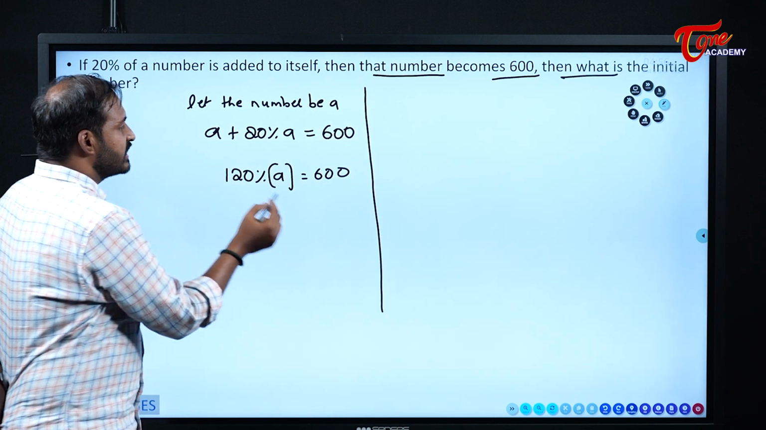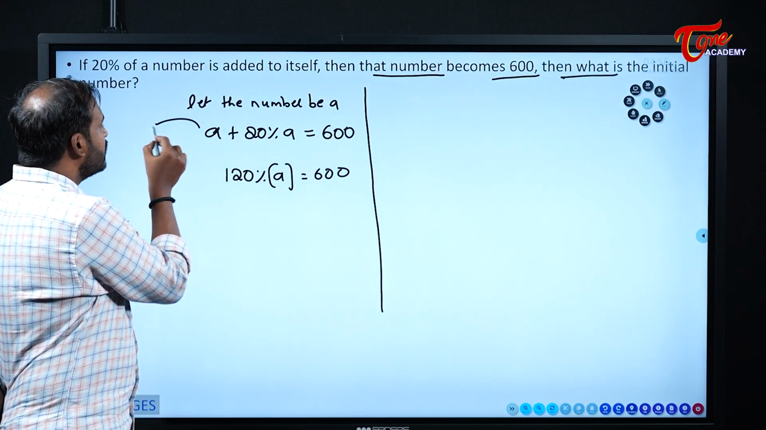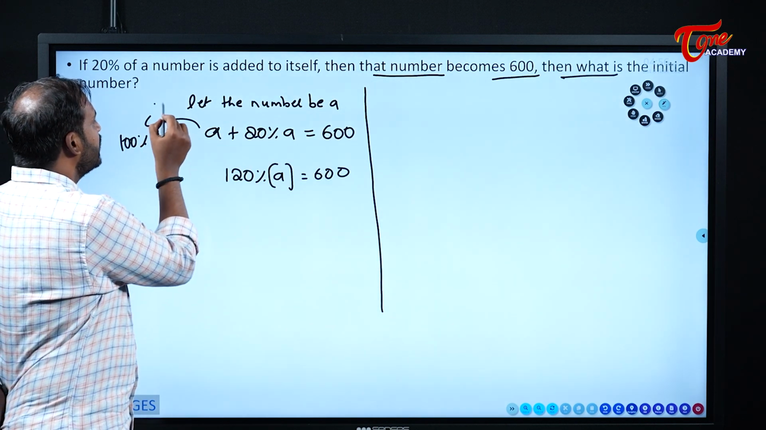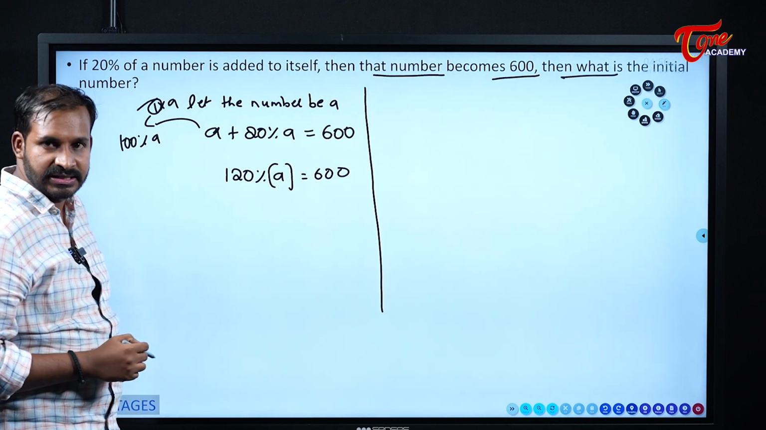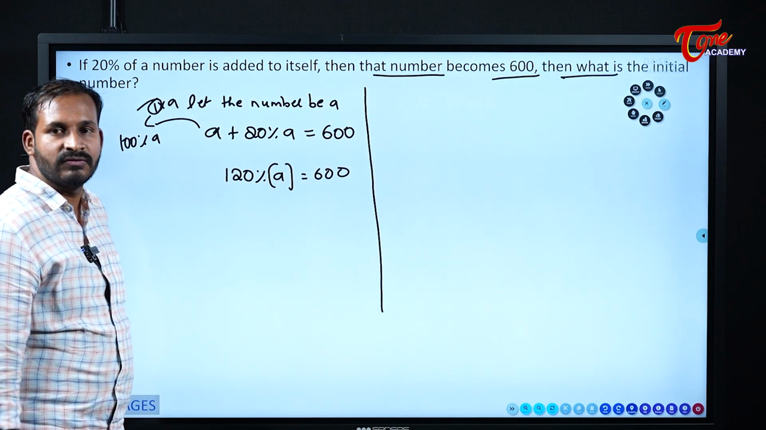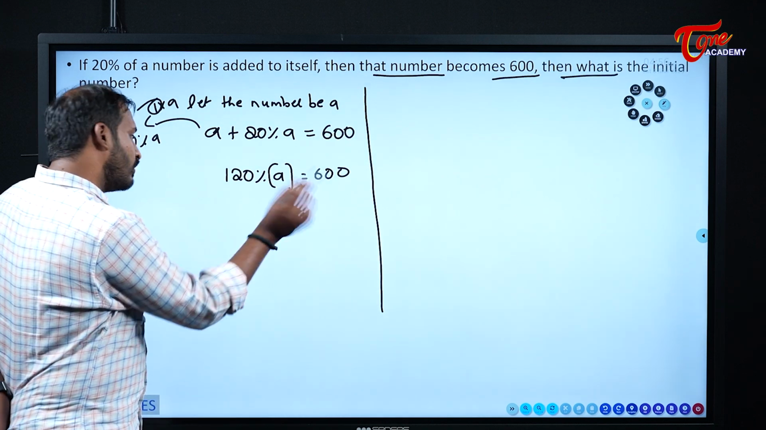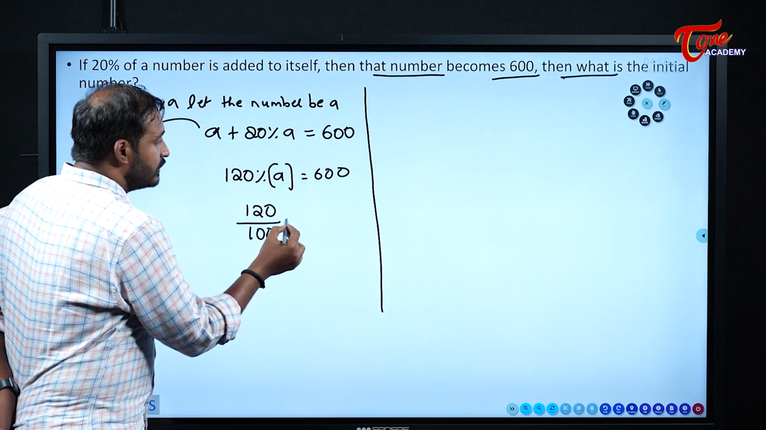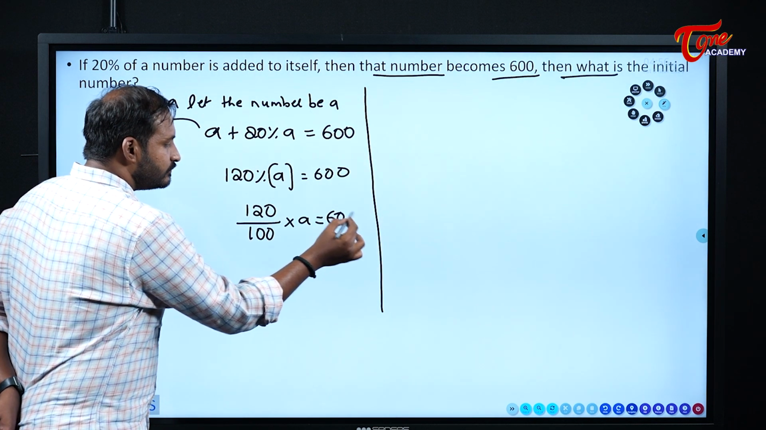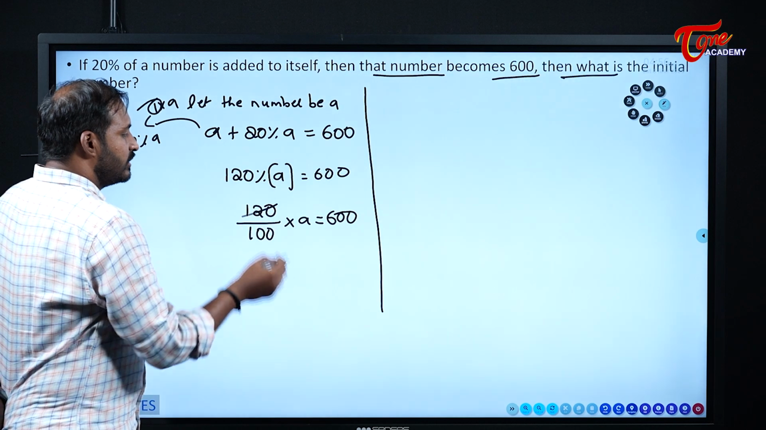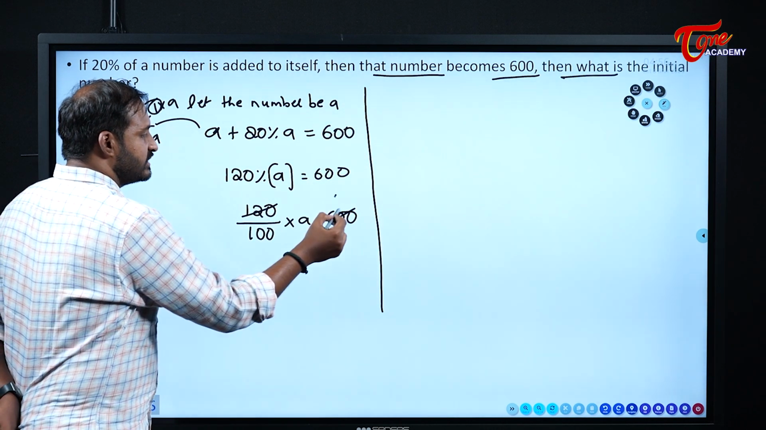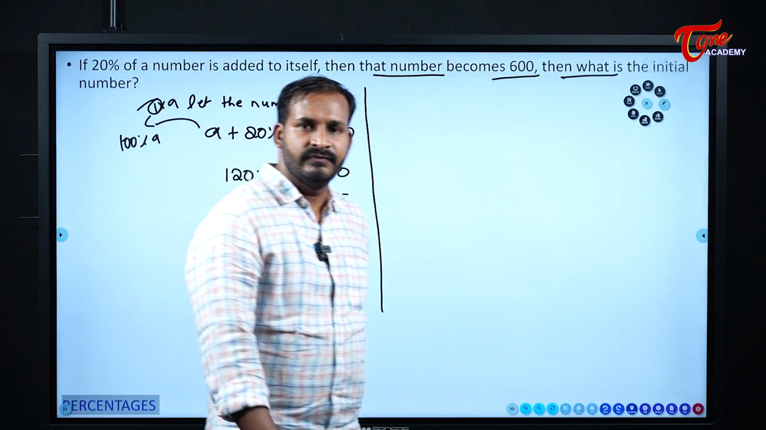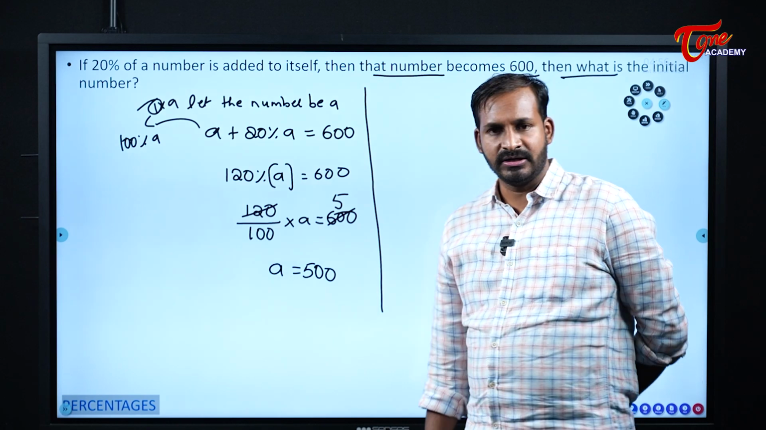600. See students, actually here we have only a. This a or 100% of a, both are same, right? Why? Because I will write this as 1 into a. 1 means what? 100%. So I can directly write 120% of a is equal to 600. Good, superb. Now next what you are going to do? 120 by 100 into a is equal to 600. So you can cancel that. 120 ones are 120, 5 sixes are 600, so a is equal to 500. This is the traditional method which we follow.